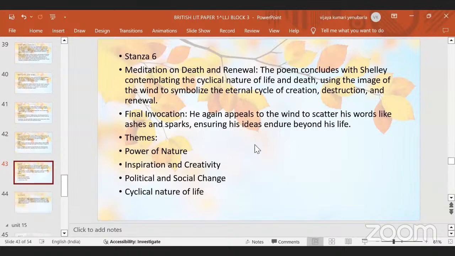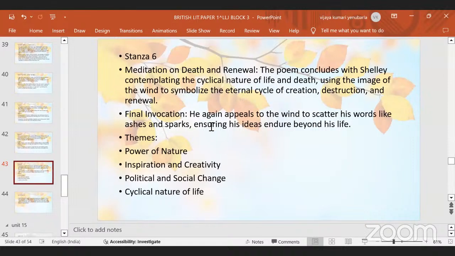And the last stanza, he talks about meditation on death and renewal. The poem concludes with Shelley contemplating the critical nature of life and death, using the image of the wind to symbolize the eternal cycle of creation, destruction, and renewal. So it is an endless cycle: creation, destruction, and renewal. So it is an endless process. It continues, it never ends.